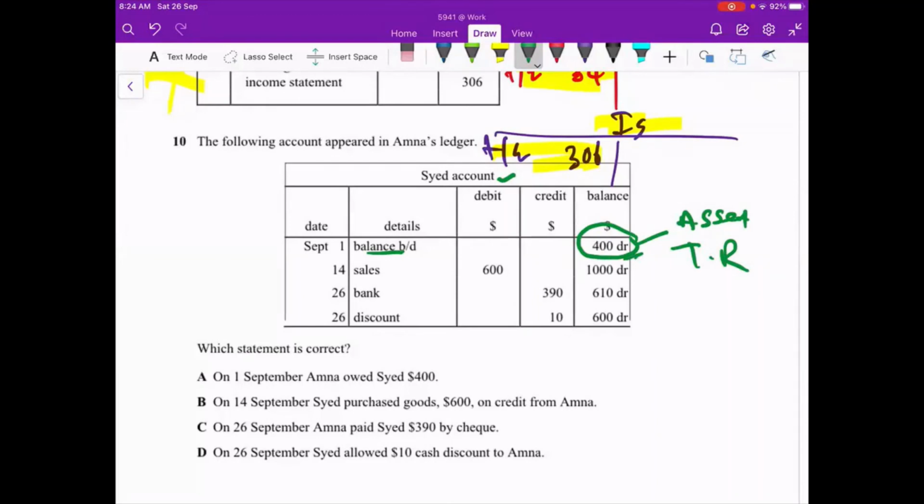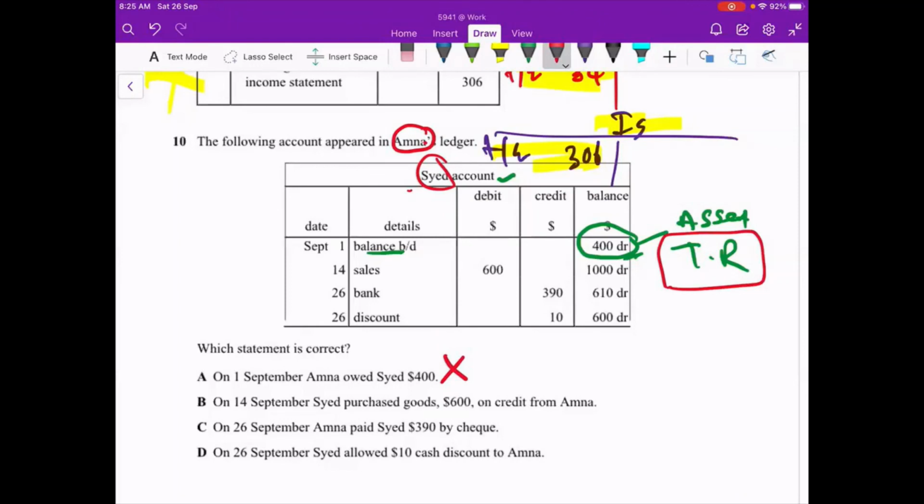On the 1st September, Amna owed Said. My name is Amna. I'm doing accounts for Amna, so we consider we are Amna. Said is my trade receivable. So Amna owed Said would mean Said is a trade payable. So the first statement is totally wrong. It's not Amna owed Said; it is Said who owes Amna. So the first statement is wrong.